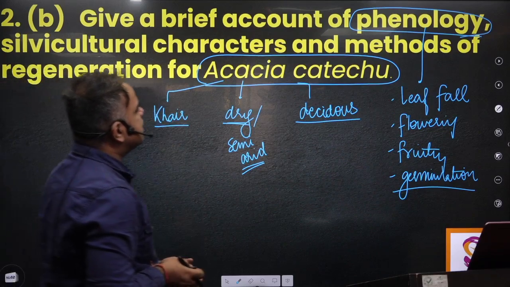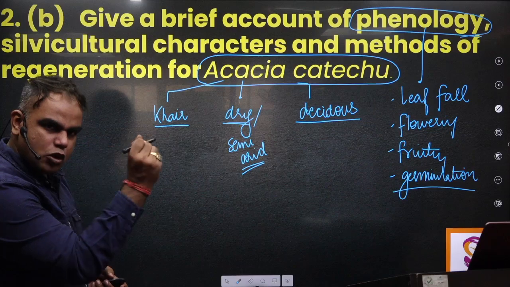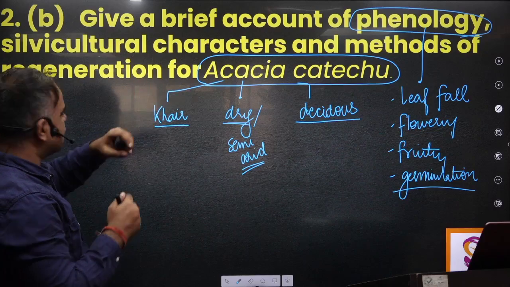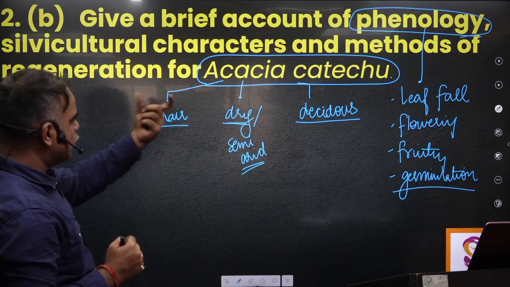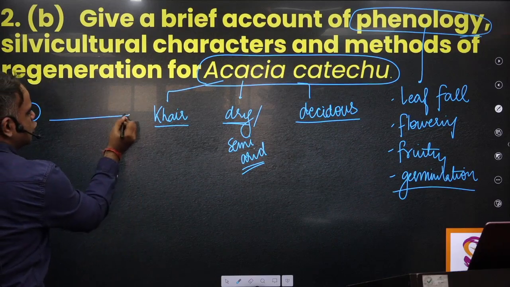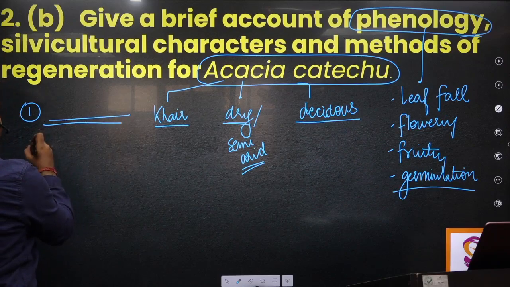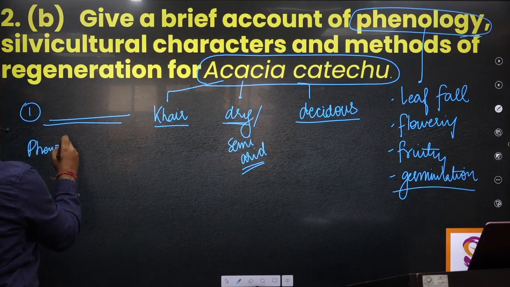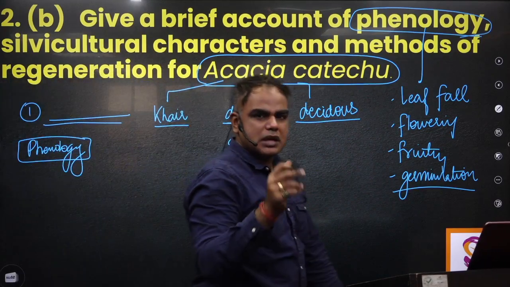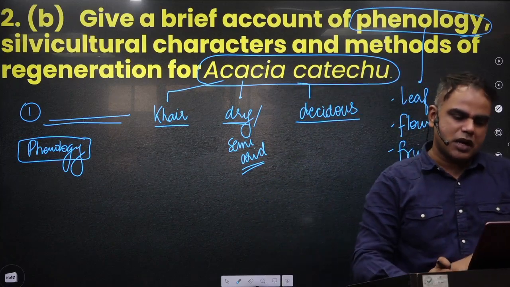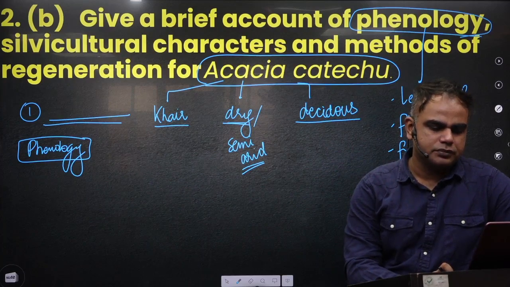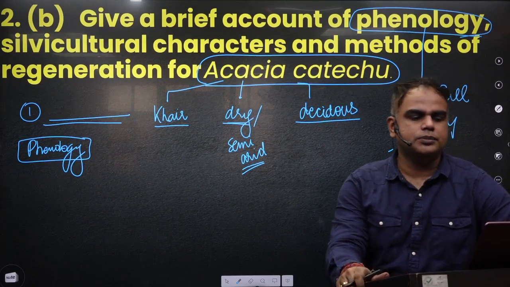So here, in these kinds of questions, you can start directly with phenology, a few points on silviculture, and the method of regeneration. However, because we know about Acacia catechu, you can talk about what Acacia catechu is, just one or two lines in the introduction, and then directly start with the phenology, okay. In the introduction you can mention its local name and where it is found, so that you also tell the examiner that you have certain idea, okay.